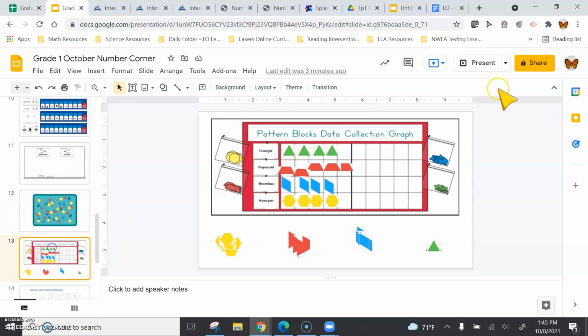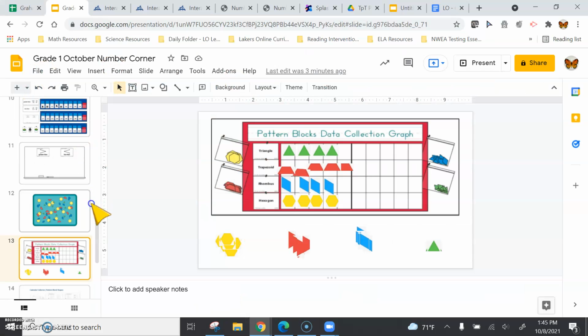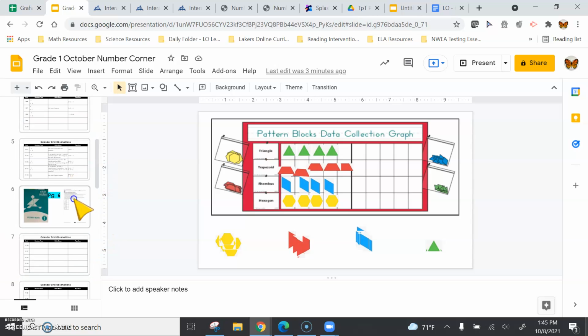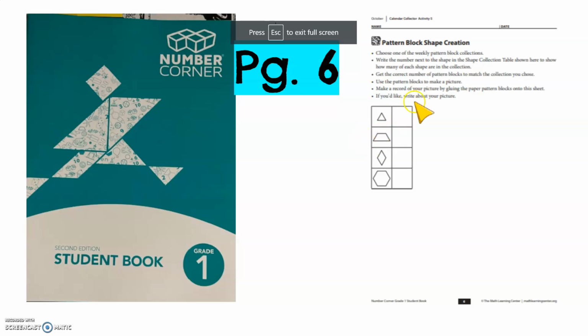What you're going to do is look at the shapes we've collected this week. And on that page, you are going to write down how many triangles we have. You're going to count 1, 2, 3, 4 triangles. And then you are going to go to page 6 in your book, and you are going to write down the number 4 for triangles.